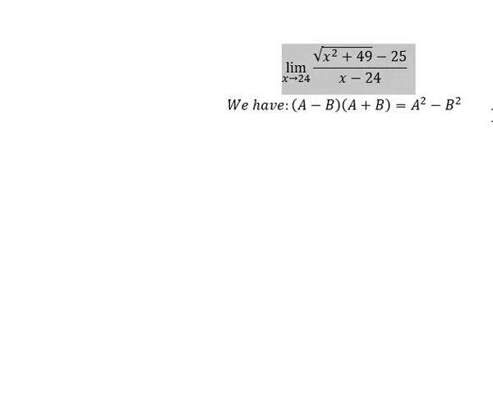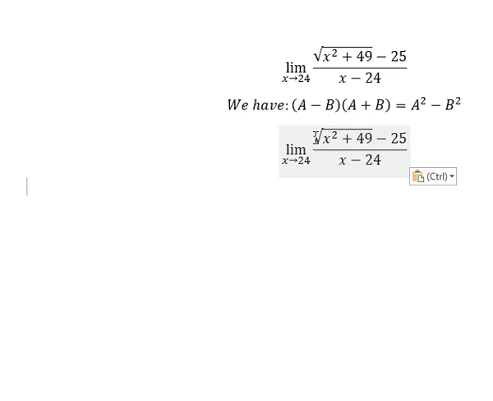For this one, we have a minus b. We want to create a squared to cancel the square root. That means we need to multiply by a plus b on the numerator and denominator.